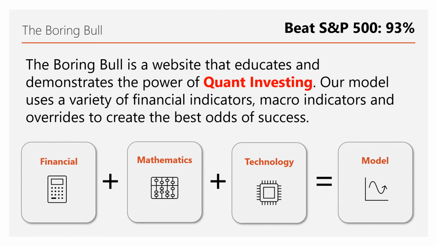Again, at a high level, we're a quant investing website. What it tries to do is to take a variety of indicators and overrides to create the best odds of success. At a high level, we bring in financial information, mathematics, technology, and that helps us create a model to actually buy and sell stocks.